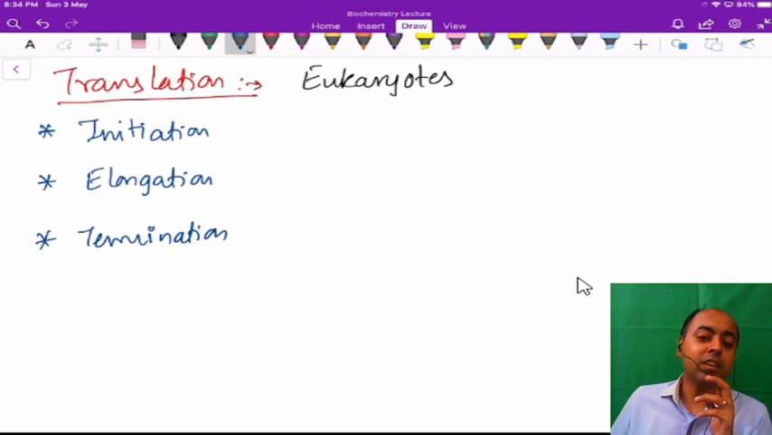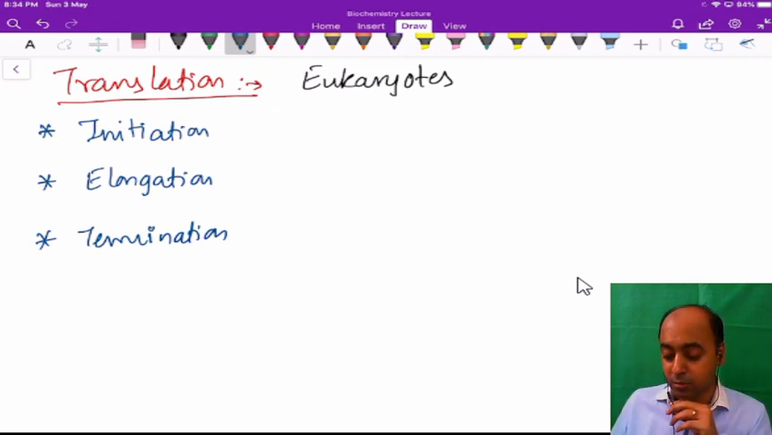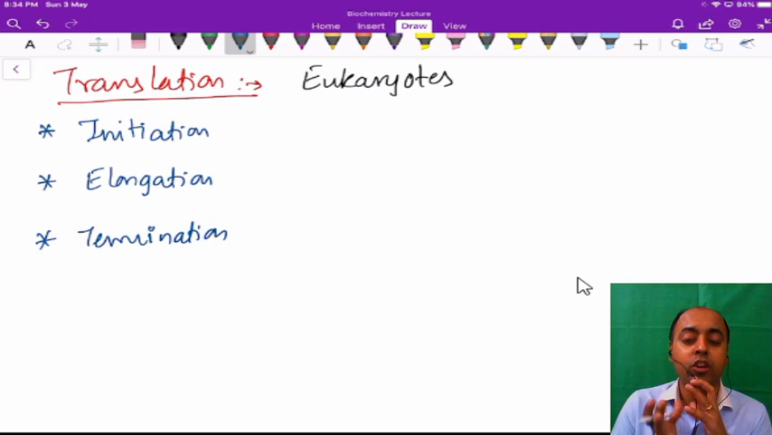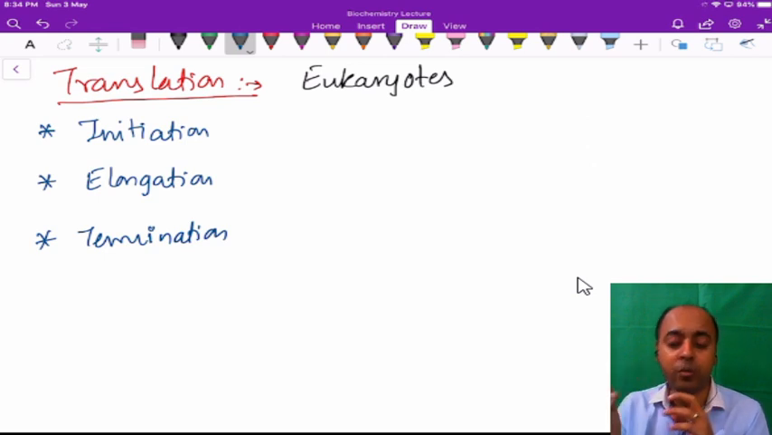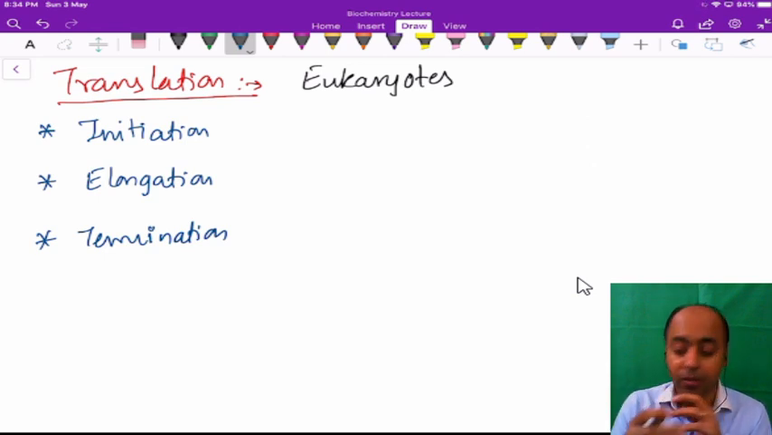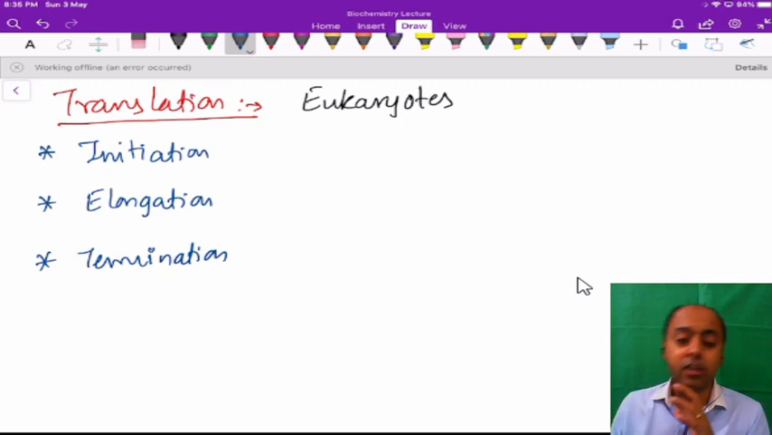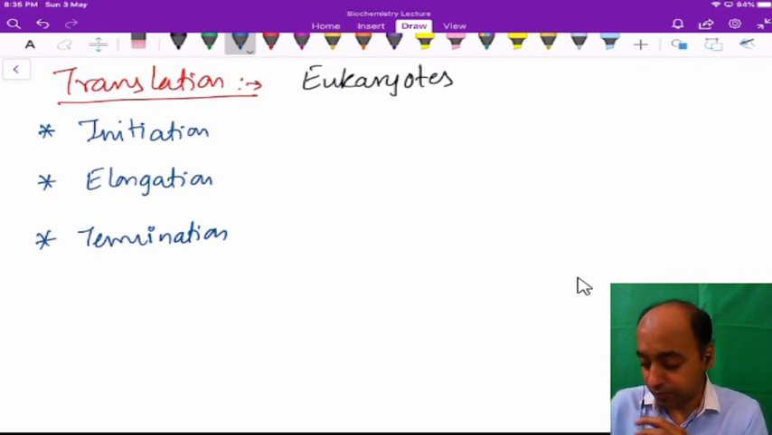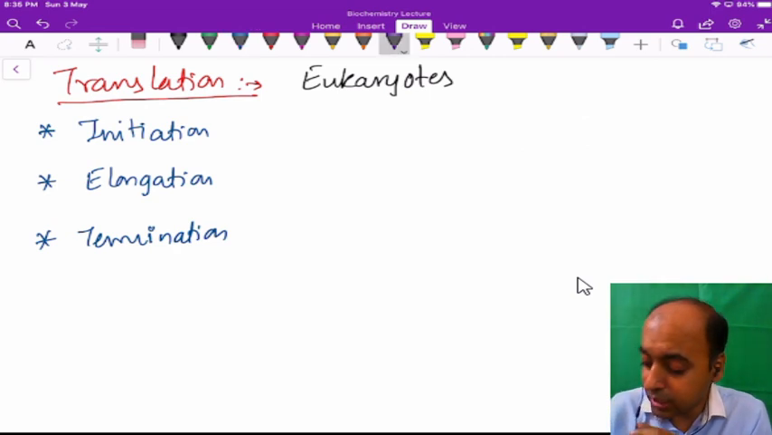Okay, so the translation will have three stages: the initiation, elongation, and termination. We'll take a look at them one by one, starting with the initiation. The previous two processes, the replication and transcription, we had discussed in the prokaryotic cell, not in the eukaryotic cell, because in those two cases, like I said, it occurs within the nucleus inside the compartment, so it is difficult to visualize. Now you have to cross two membranes, whereas in the prokaryote you have to cross only one membrane. But the translation both in the prokaryotes and eukaryotes occurs in the cytoplasm, and therefore we will try to visualize it in the eukaryotes.